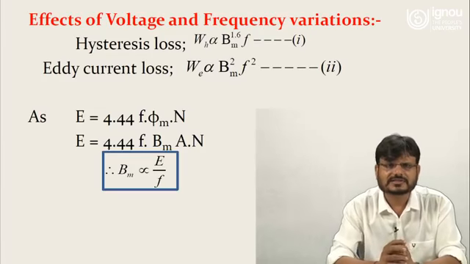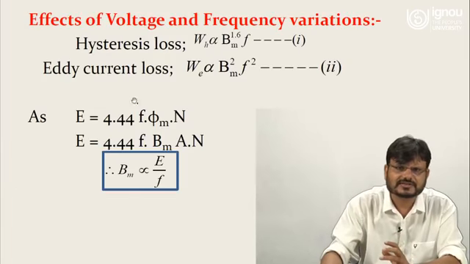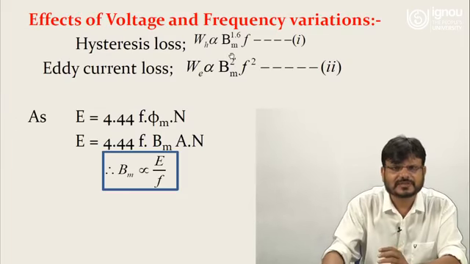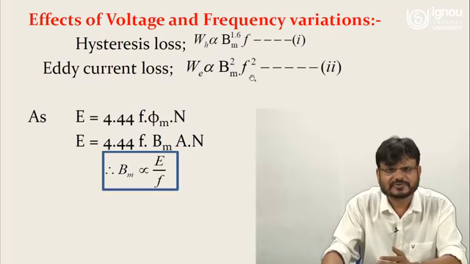Now we are going to discuss the effect of voltage and frequency variation in the transformer. As you know, the hysteresis loss is directly proportional to the flux density to the power 1.6 multiplied by frequency, and the eddy current loss is directly proportional to the square of the flux density multiplied by the square of the frequency.